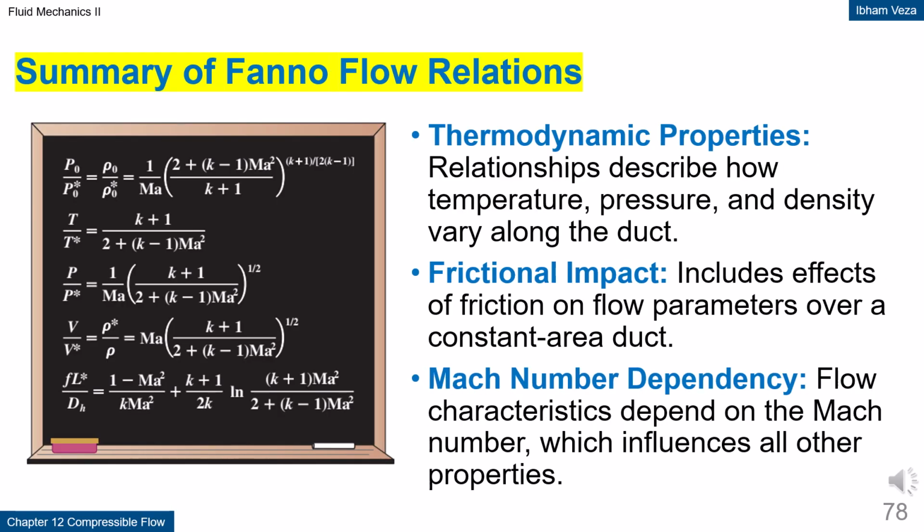Summary of Fanno flow relations. These relations connect changes in pressure, temperature, density, and Mach number with friction. All of them are expressed relative to the sonic condition. With these relations, the maximum duct length can be calculated. The stagnation pressure always decreases due to friction. This summary is very important for gas pipe and duct design applications.